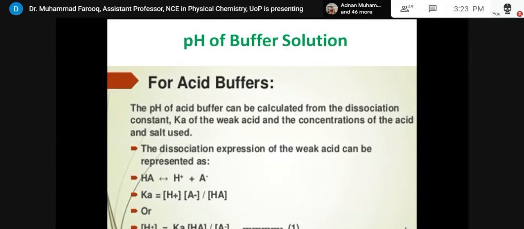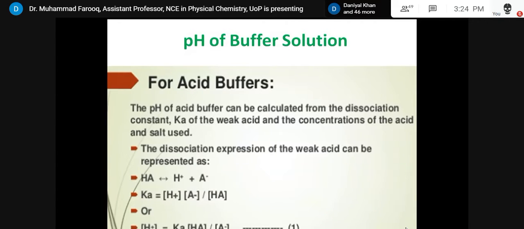Okay. So this is the equilibrium constant, the dissociation constant for the weak acid. We can also write this as H plus; if we cross multiply, H plus equals Ka into HA divided by A negative. Can we write this? This is equation number 1.